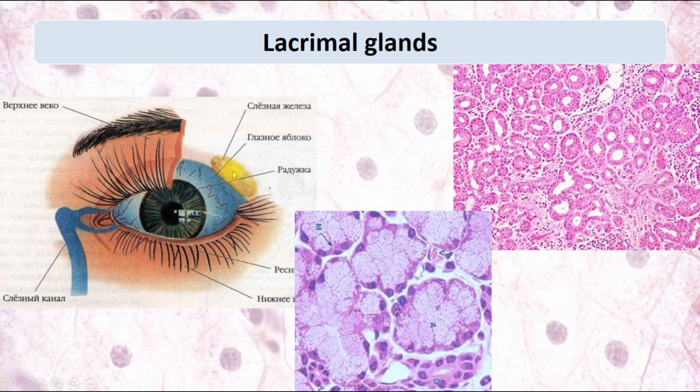Lacrimal glands. Here we can see localization of lacrimal gland and histological structure. Lacrimal glands are like salivary glands. They contain mucocytes and serocytes, and they produce mixed type of secrete, and tears. They are produced by lacrimal glands. Then they are going to the bags of conjunctiva, and then they are going to the lacrimal ducts.